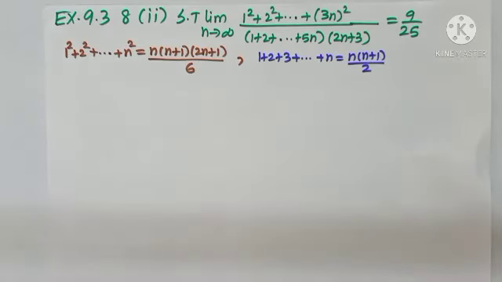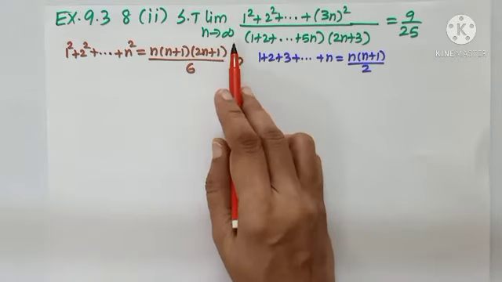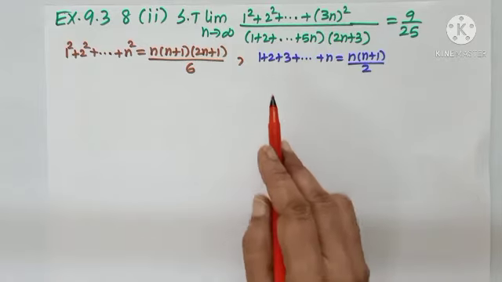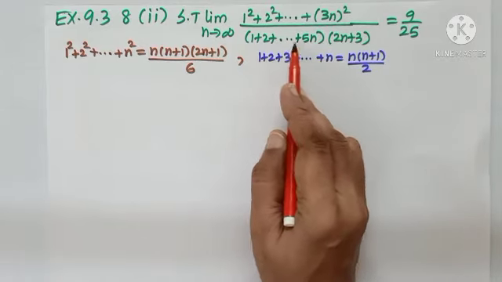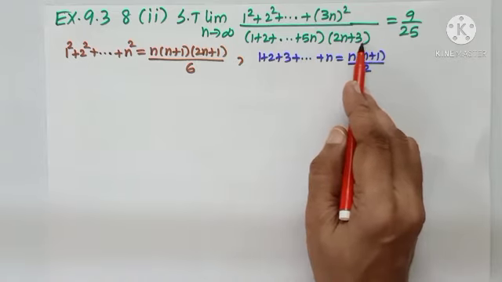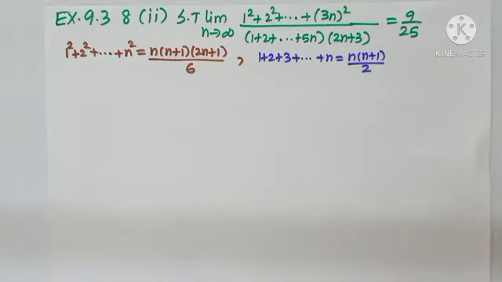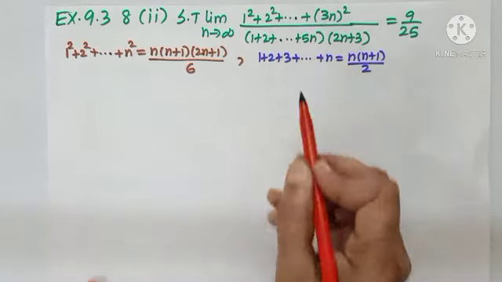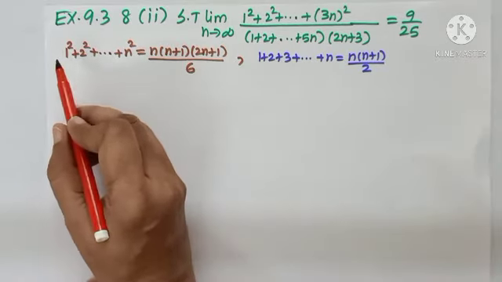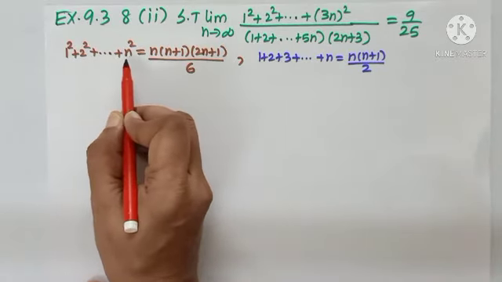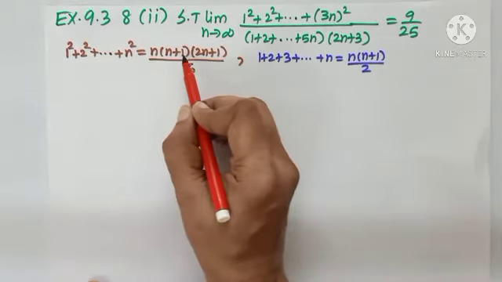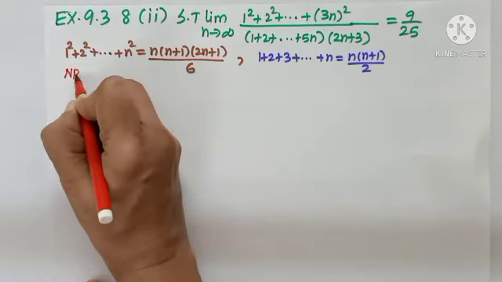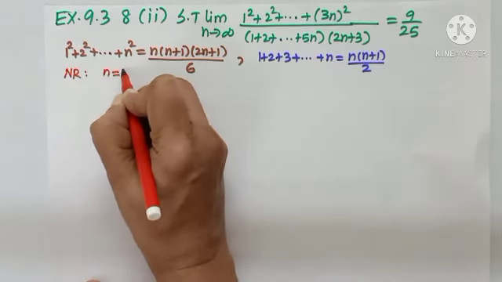Second subdivision. Show that limit n tends to infinity, (1² + 2² and so on up to (3n)²) divided by (1 + 2 + and so on up to 5n) into (2n + 3) is 9 by 25. The numerator, sum of the squares of the natural numbers. Let us recall the formula: 1² + 2² and so on up to n² is n(n + 1)(2n + 1)/6. For the numerator, wherever n comes, I have to put 3n.